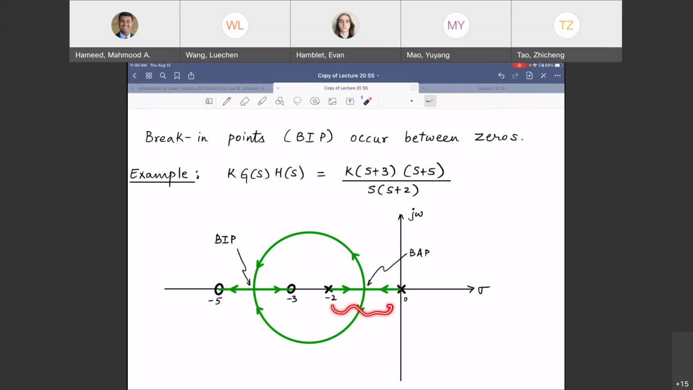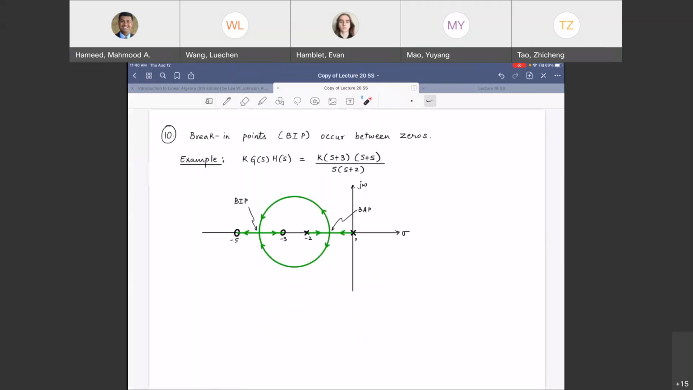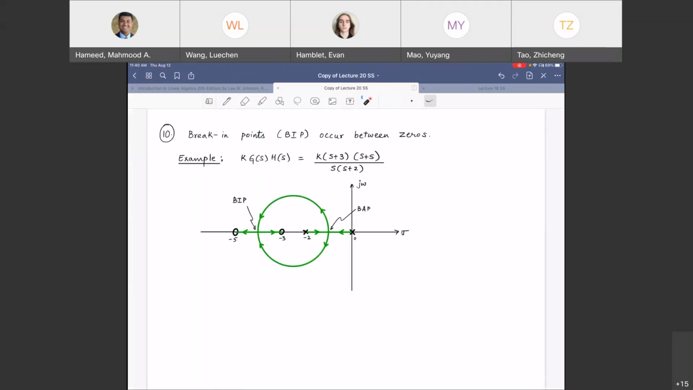Breakaway has to be between 0 and -2. Break-in has to be between -3 and -5. And by doing some simple math, I can find those values for breakaway and break-in. Break-in point has to be between zeros, and breakaway point has to be between poles. And that's very obvious, right?